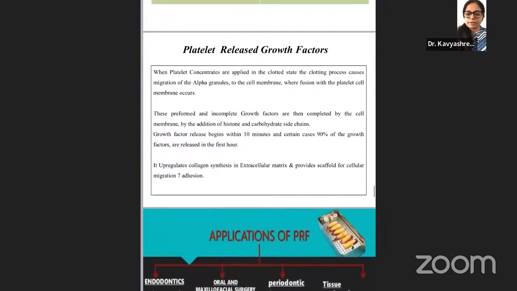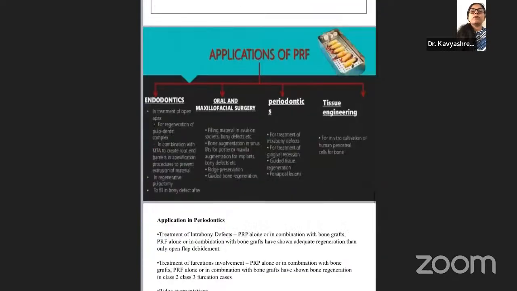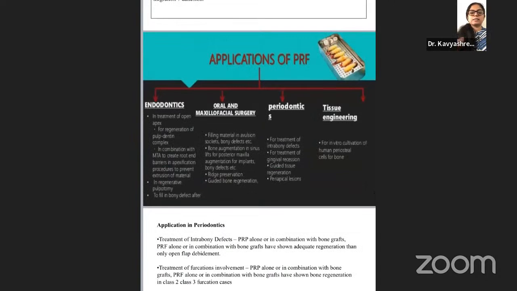So how do the growth factors help? Mainly, as I told before, it will upregulate collagen synthesis in the extracellular matrix and provide a scaffold for cellular migration and adhesion. One important thing is, as PRP does, it will give more growth factors to the particular site, and since it is a gel form, it acts as a scaffold for the regeneration process.